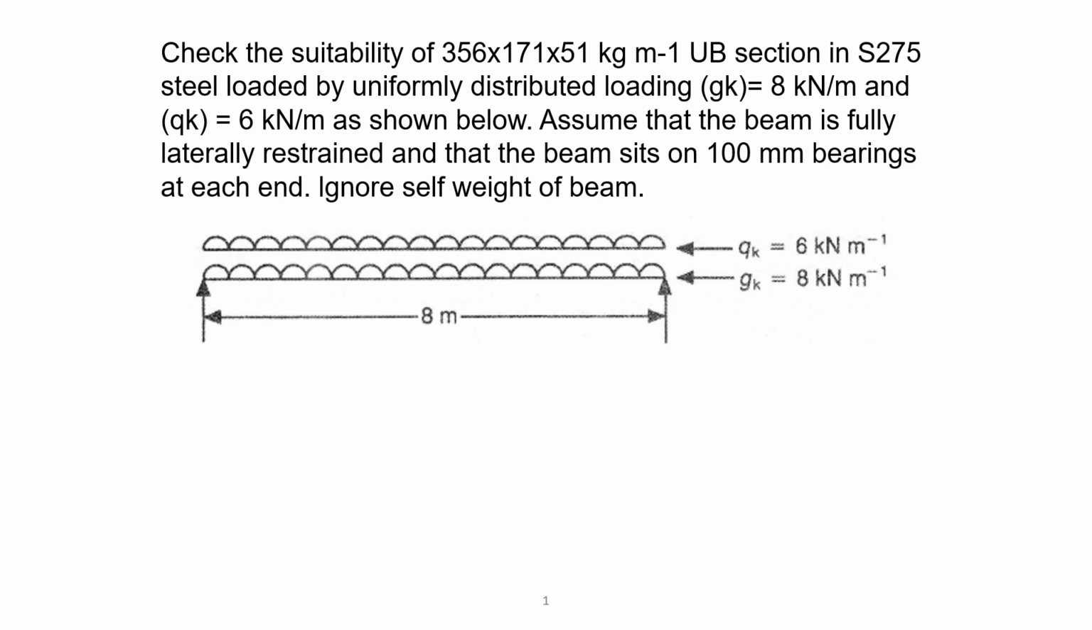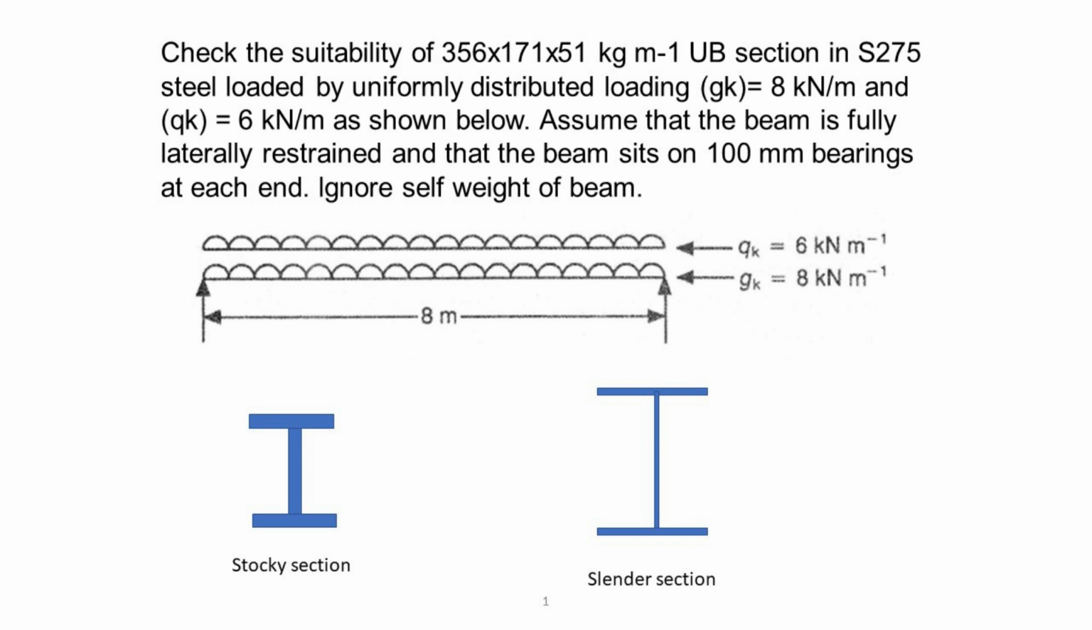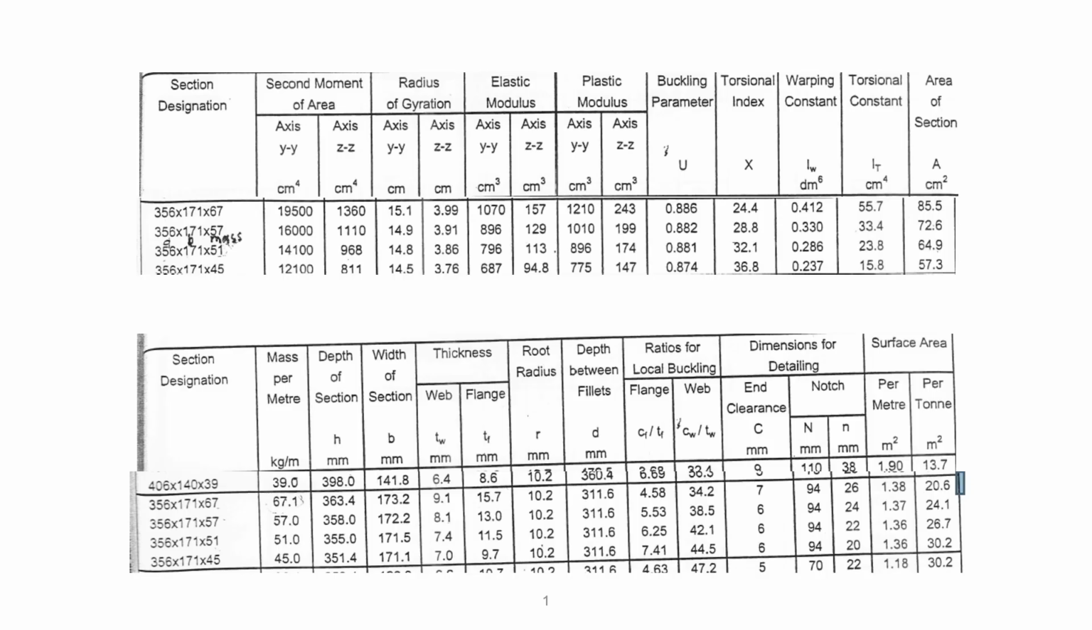For your information, the bending strength of the section depends on how the section performs in bending. If the section is stocky, that means it has thick flanges and web, it can sustain the formation of a plastic hinge. On the other hand, a slender section, that is with thin flanges and web, will fail by local buckling before the yield stress can be reached. To classify both the strength and section of the given UB, first we need to have the detailed properties of the UB.